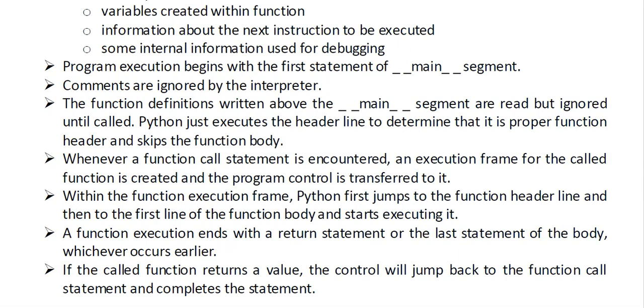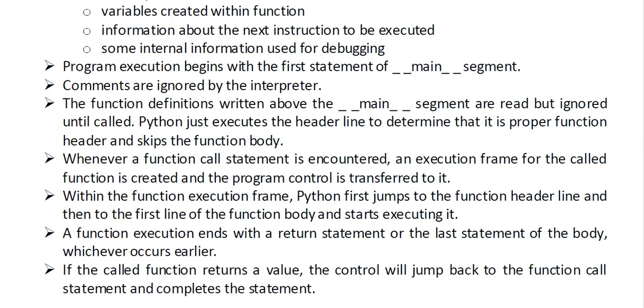Within the function execution frame, Python first jumps to the function header line and then to the first line of the function body and starts executing it. When you go to the dining hall, you sit at the dining table, and you have that plate in front of you, and you start with the first thing that you should do. If there are chapatis and sabji in front of you, start by holding the chapati first, then you dip it into the vegetable bowl and then you eat it.